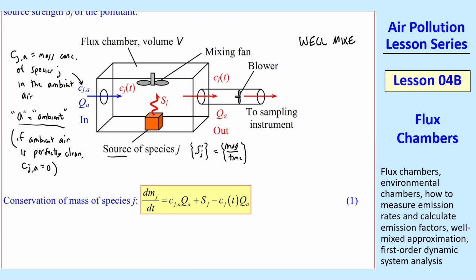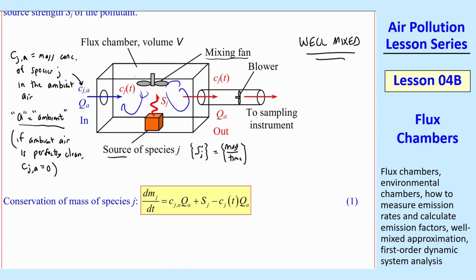And then the other thing that we are going to assume here is something called well-mixed. All that means is that, and you can see this fan here, you may or may not have a fan, but I draw a fan just to indicate that this is well-mixed. So inside this chamber, we're mixing everything around with this fan, so that if you take a concentration anywhere in this box, we're assuming that it's the same everywhere. So CJ, as you see here, is a function of time, not of space. CJ is not a function of where you're at.